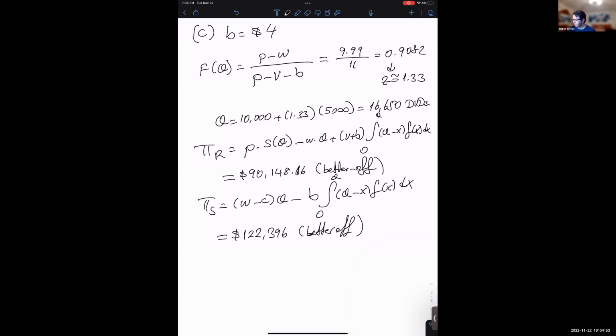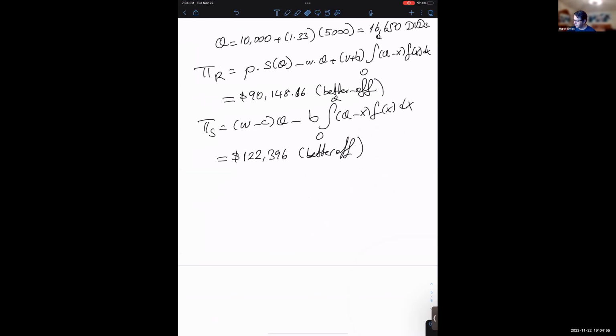All right, part D. Revenue sharing contract. Okay, so in this case, what is new is that the new W is now $7.5, not $10.